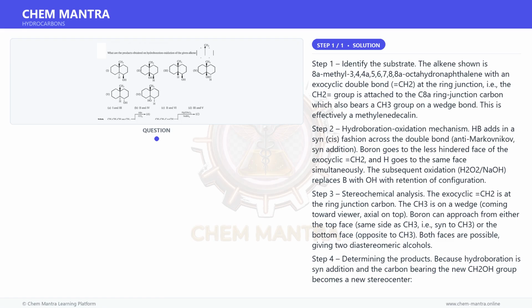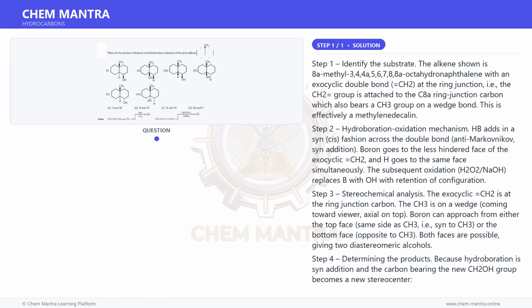Looking at the drawn structures, this corresponds to structure 3, H on dash, or on wedge at the exocyclic carbon, consistent with one diastereomer. Attack from the top face, same side as CH3, OH ends up on the top face, wedge direction. This corresponds to structure 5, both H and OH on dash, i.e., the other diastereomer.